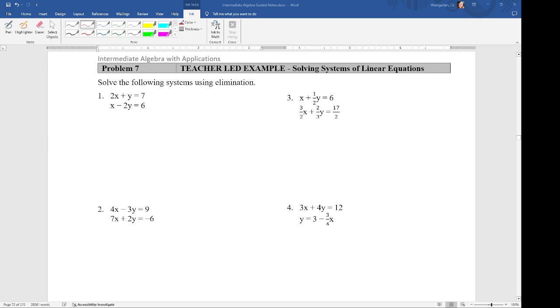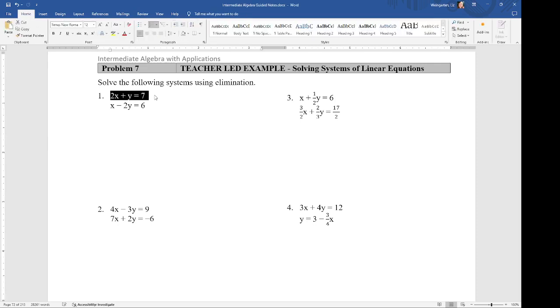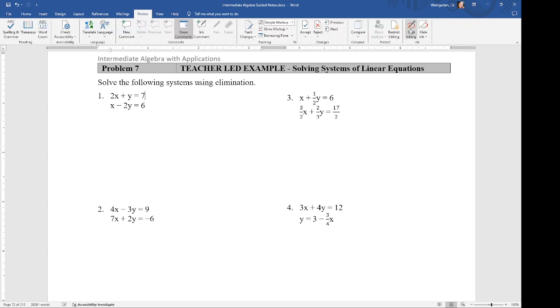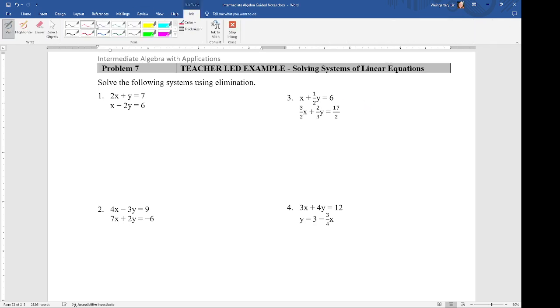Next, we're going to solve systems using elimination. We use elimination to get rid of one of the variables and solve for the other. And then just like in substitution, we'll plug that back into the equation to solve for the remaining variable. So what I want is for two coefficients to match up with each other but have opposite signs.